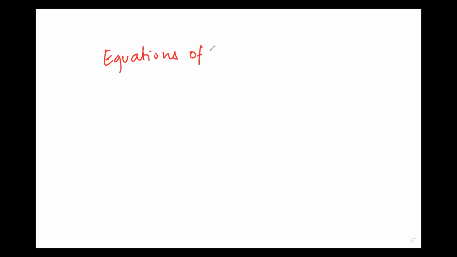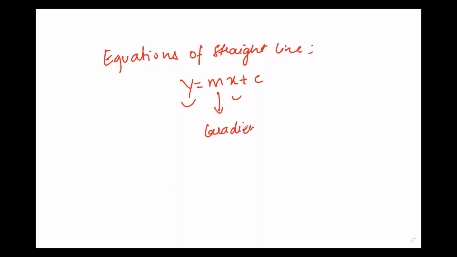So equations of straight line is indicated by the equation y is equal to mx plus c. What is y? y are all coordinates of the y-axis. What is x? x are all coordinates of the x-axis. What is m? m is gradient. And what is c? c is y-intercept. So we will be learning further on this.